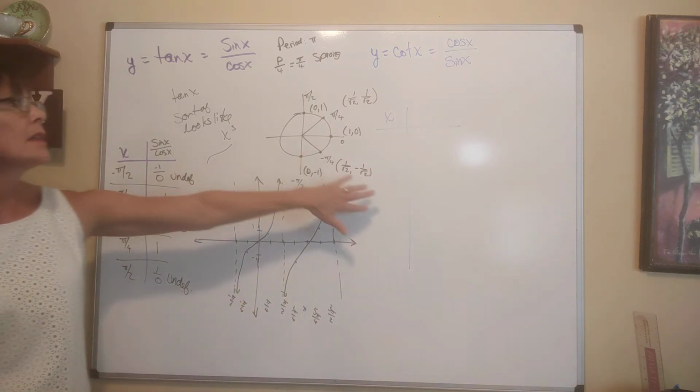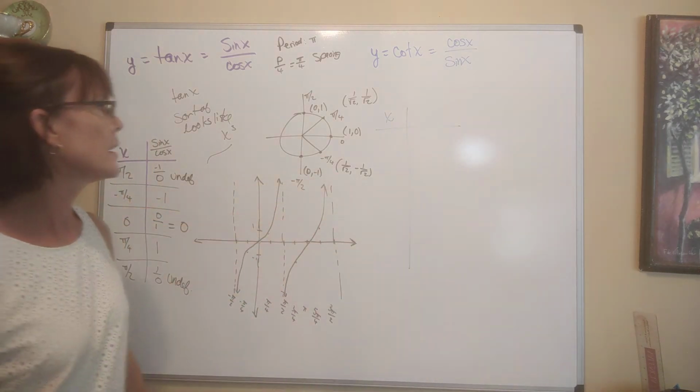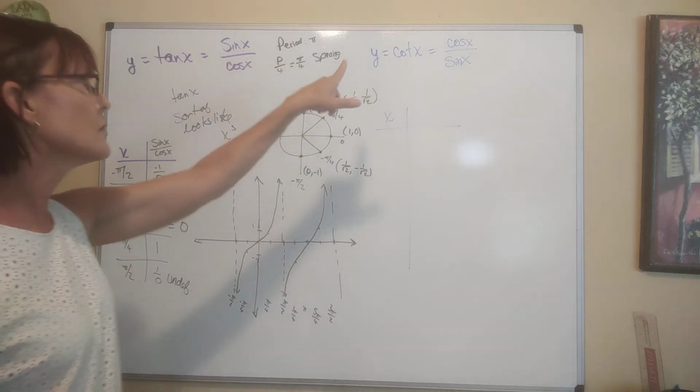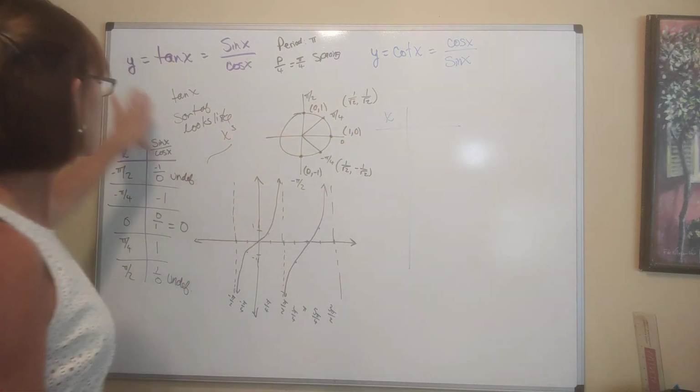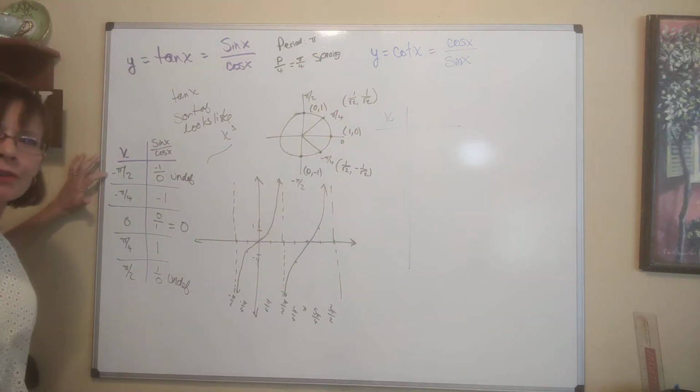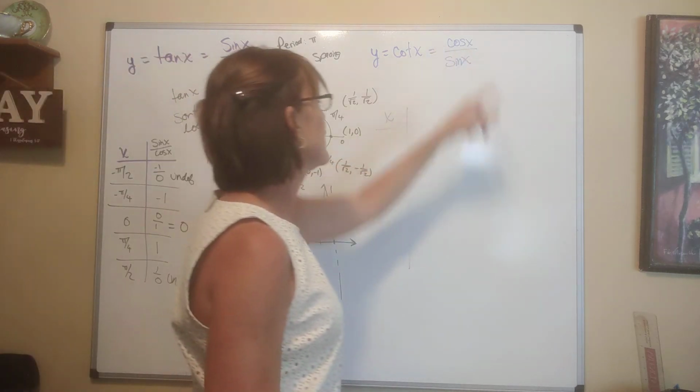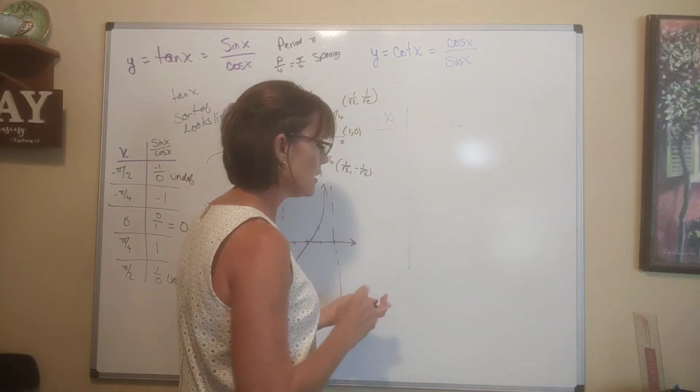Okay, now let's do cotangent. What will it look like? All right, well, it's defined to be cosine over sine. Tangent is the only graph where you kind of start in a different place. We can start at 0 for cotangent, so let's do that.